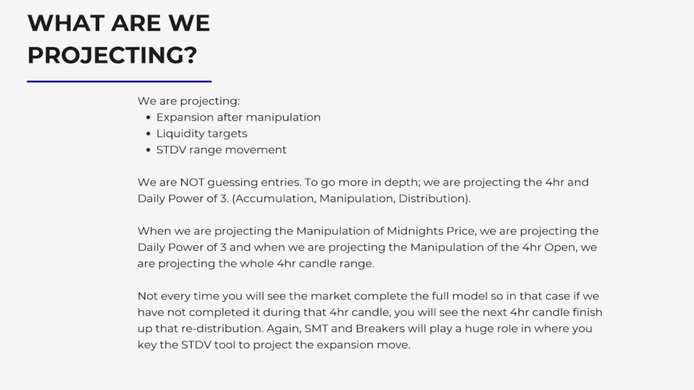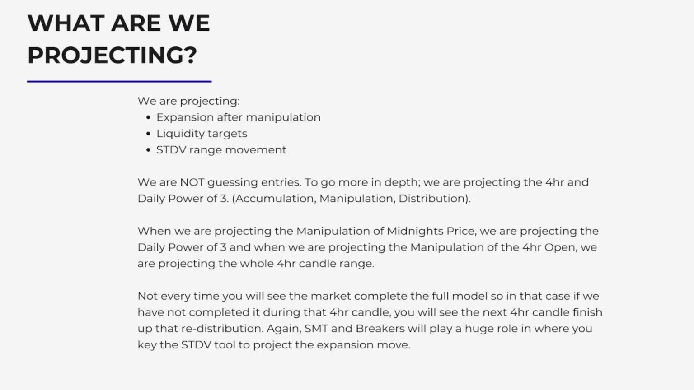Okay. To go a little bit more in depth, we are projecting the 4-hour and the daily power of 3, which is, when we speak about daily power of 3, we're speaking about accumulation, manipulation, and distribution, those 3. When we are projecting the manipulation of midnight price, we are projecting the daily power of 3. So that means we're projecting the whole daily candle movement based off midnight price, in which midnight price gives us our bias, our initial bias for the day.